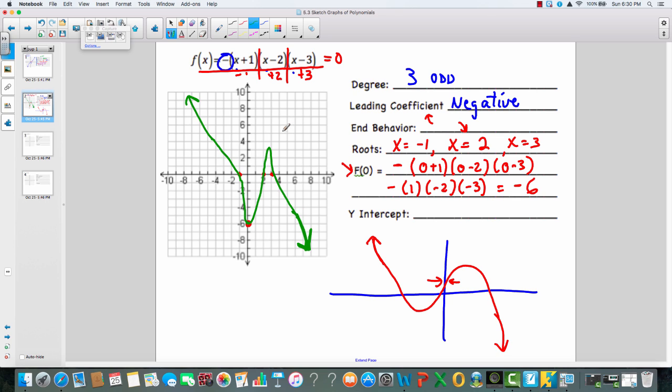If someone told me what the local maximum was and they gave me an actual value, then my graph would be much more perfect. But they didn't. So if you're not given a local max or a local min and you're asked to sketch, well, then it's your freedom as an artist to do whatever you want, as long as you pass through these very important points and you understand the end behavior. Then you'll be fine. Let's go to the calculator and see what this looks like.